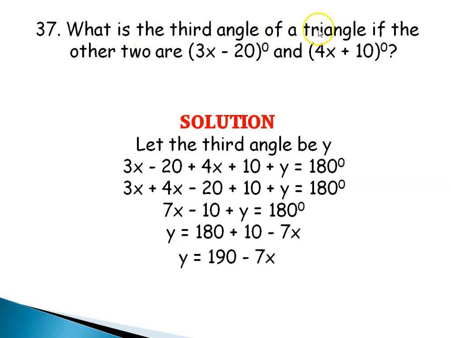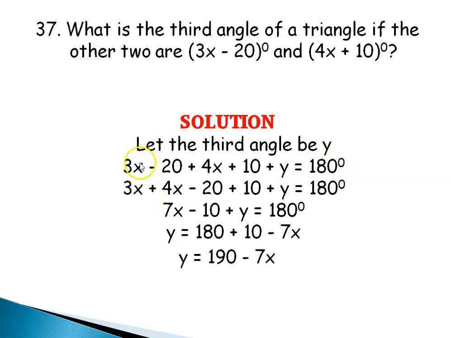What is the third angle of a triangle if the other two are 3x minus 20 degree and 4x plus 10 degree? Now you know that the sum of angles in a triangle is 180 degree, isn't it? We know 2 of the angles. We're looking for the third angle. Let's call the third angle y. Is that okay? So 3x minus 20 plus this other one, 4x plus 10 plus y, which is the third angle, is equals to 180 degree.